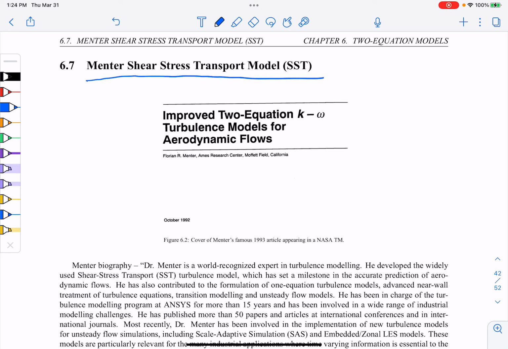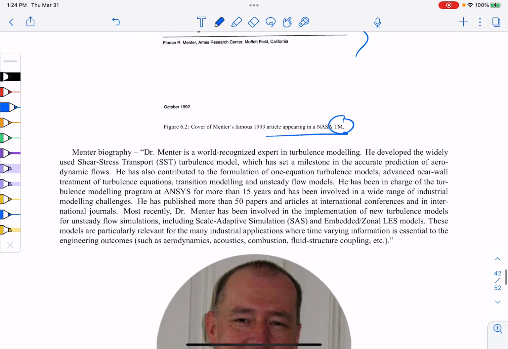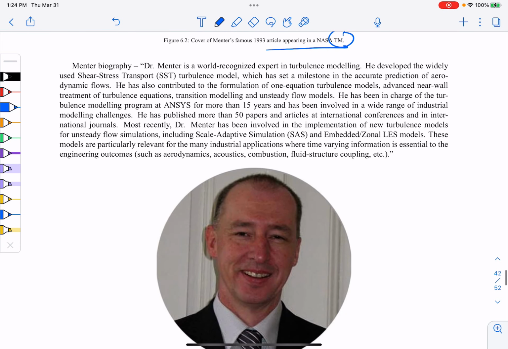And that's what I view today, and what I love to use in my own research for, I guess, the last 15 years, is the Menter shear stress transport model. And it's named after Florian Menter. And here's one of the original publications, which was a NASA Technical Memorandum, TM, in 1993. And let's just look at the creator, Florian Menter. There he is.